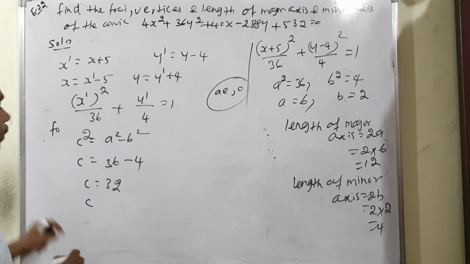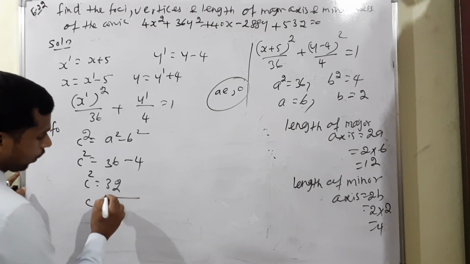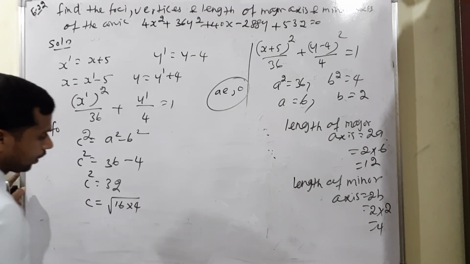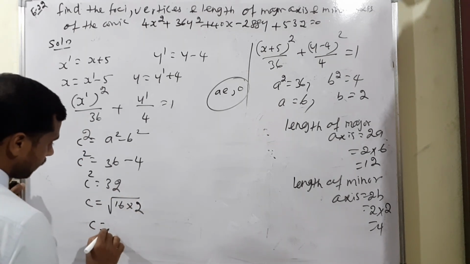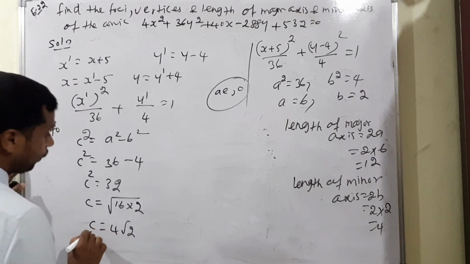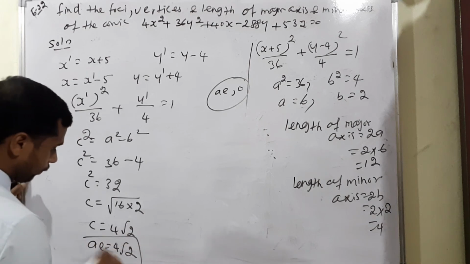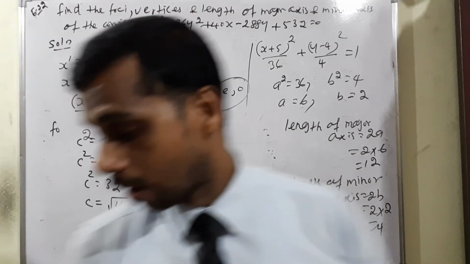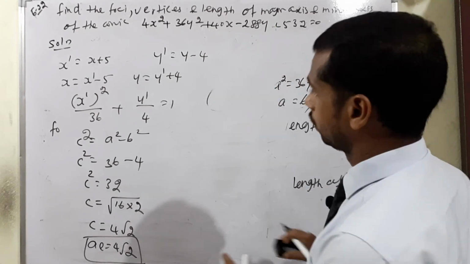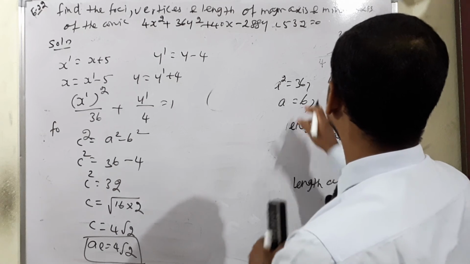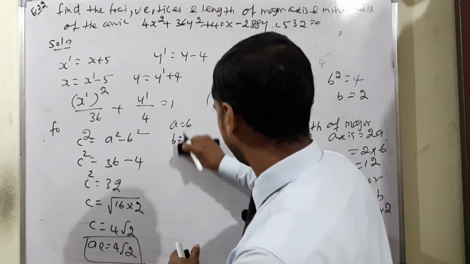C squared is equal to a squared minus b squared, so c squared is equal to 32, which means c is equal to square root of 32. We can write it as 16 into 2, so c is equal to 4 root 2. Already we know c means foci, therefore ae is equal to 4 root 2. So, a is equal to 6, and b is equal to 2.